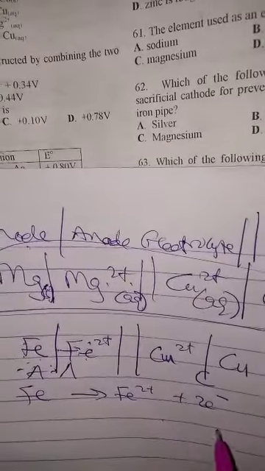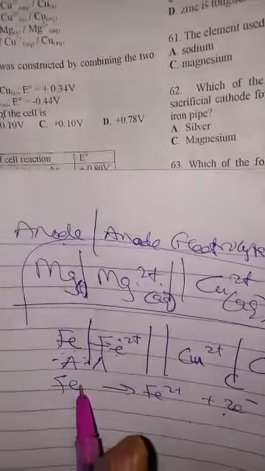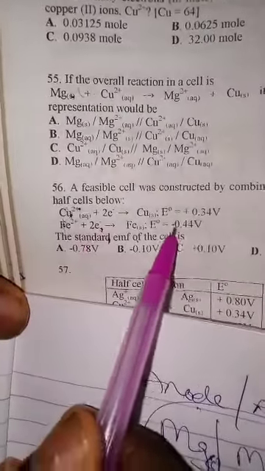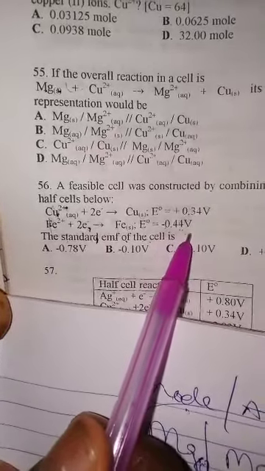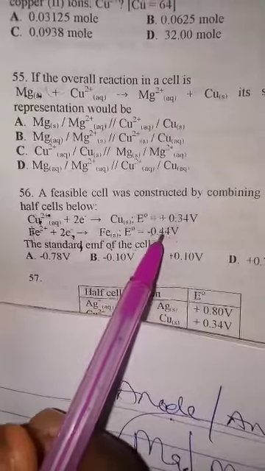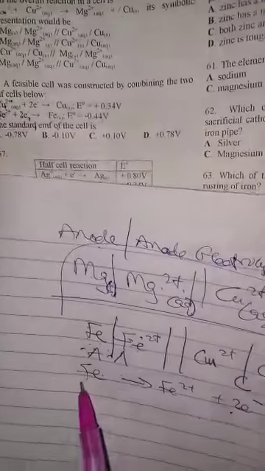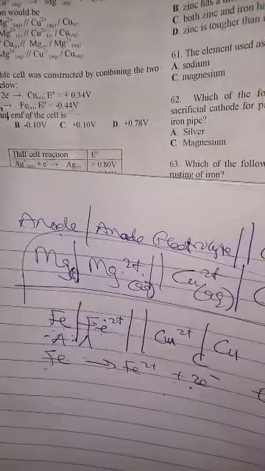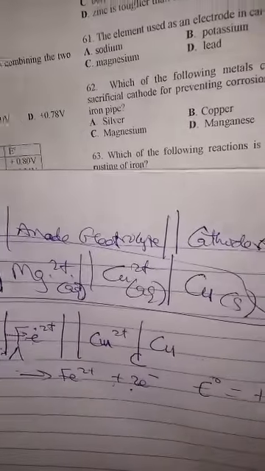Anode, oxidation, loss of electron. This is loss of electron. So in this place, they give you Fe2+ plus 2 electrons, which is minus 0.44. Check something. This one is Fe2+ plus 2 electrons, minus 0.44. Now we've reversed it. What will happen to your E naught? It will also be reversed. So it will be plus 0.44. Can you see now?